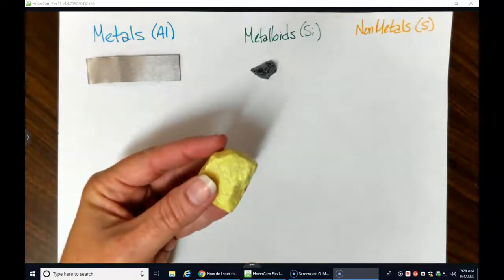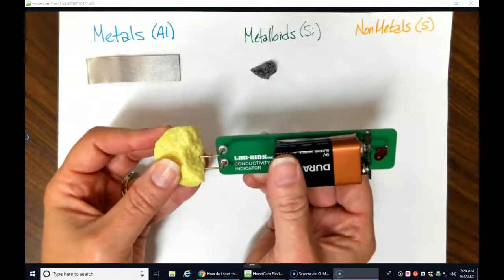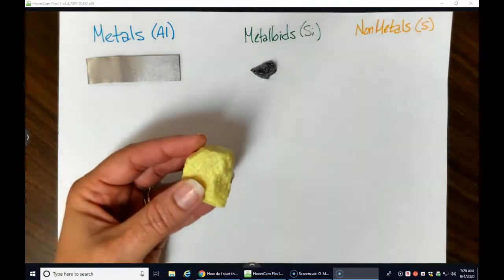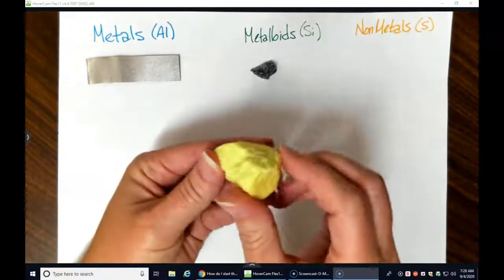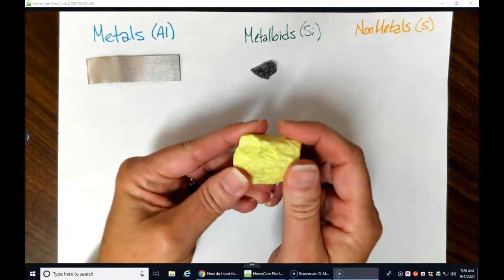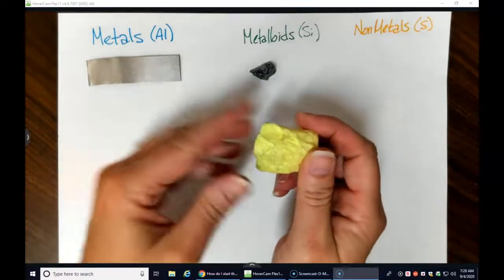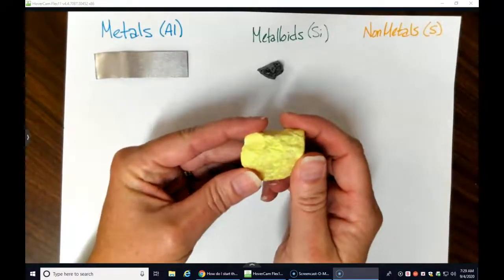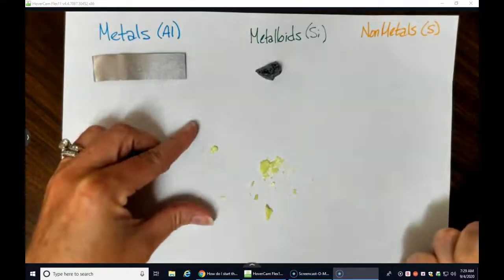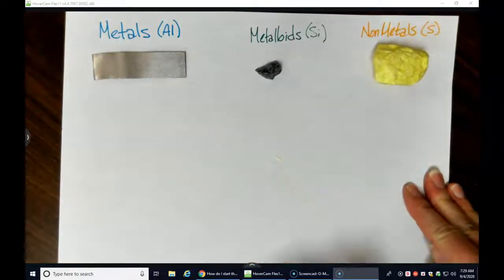In addition to that, they are not good conductors. You see, I'm trying to light it up and nothing is happening, so it is not conducting electricity. In addition to that, if we look at the actual sample, think about if I took a hammer to this. Would it flatten out? No. Nonmetals are what we call brittle. So again, if I take it, I can break off pieces of it. Right? So they are brittle.